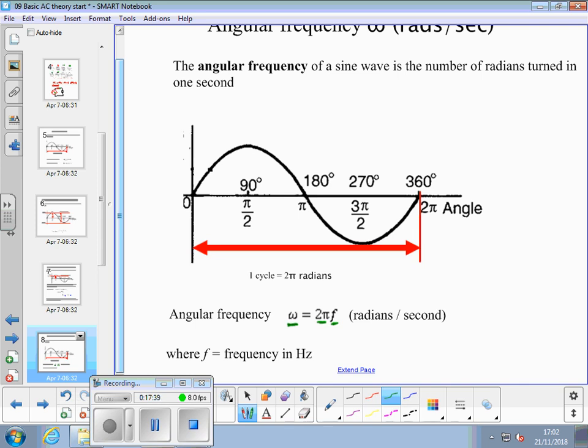So we know it goes round 2 pi radians for every complete rotation, so if we multiply that by the frequency, we get the angular frequency as how many radians it travels in 1 second. And so that's an important quantity in the full expression for a sine wave. Usually you express the frequency in omega form. Yep. All right.